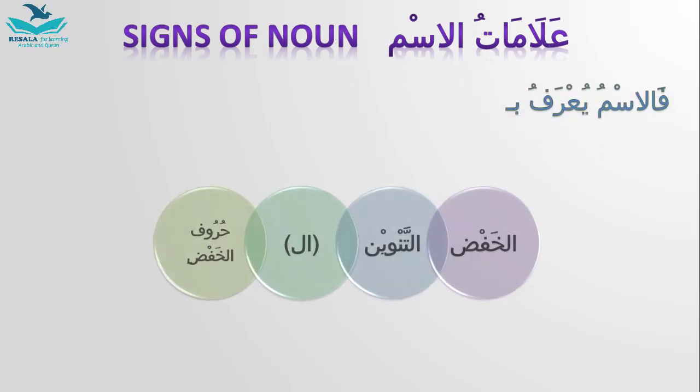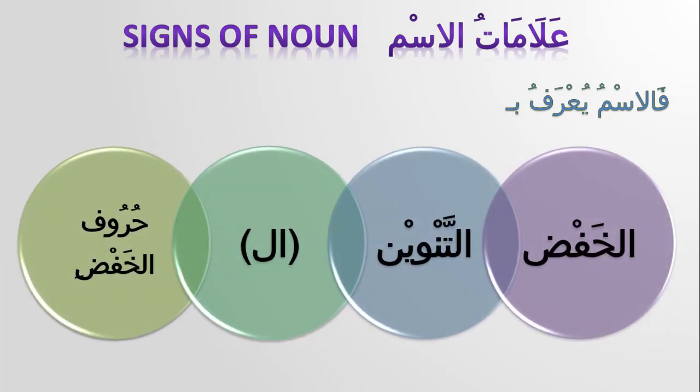So we will start with this rule. He said, الاسم يعرف بالخفض والتنوين ودخول الألف واللام وحروف الخفض. The noun الاسم is recognized by khafd, tanween, the entrance of alif wal lam, and the genitive particles. So if you find any word that has any of these signs, you can judge now this word is a noun.